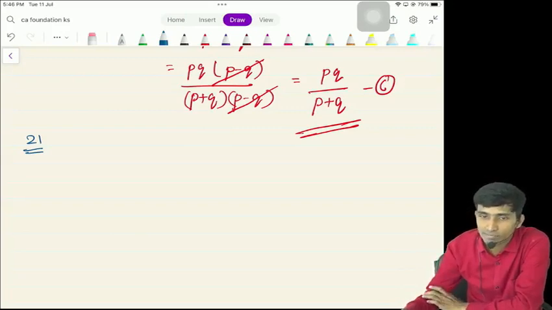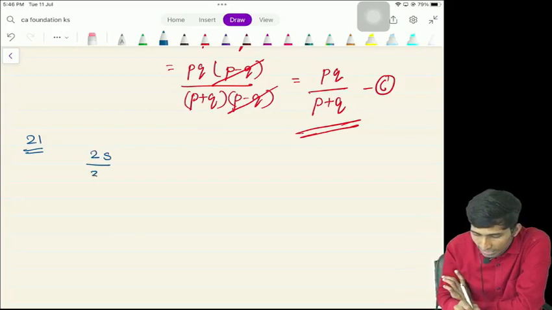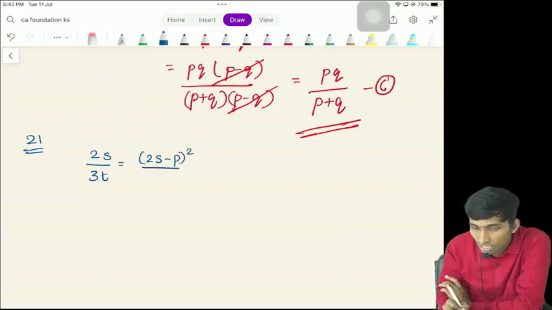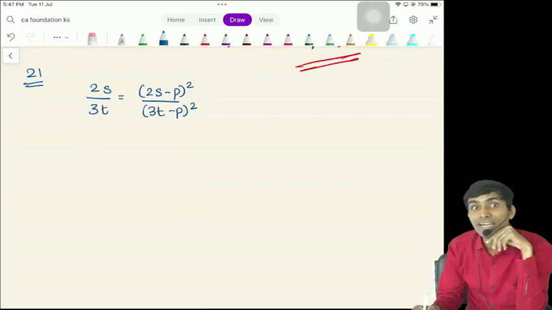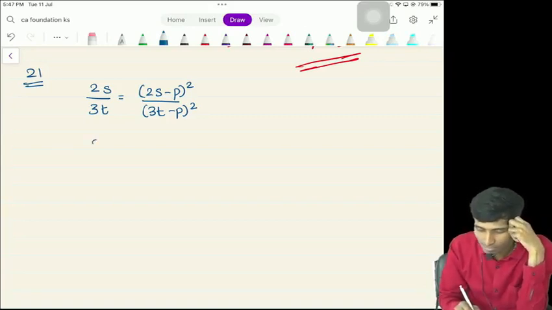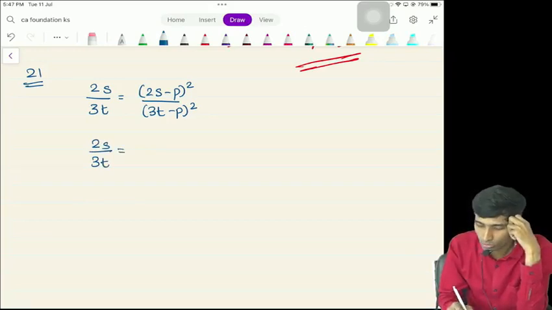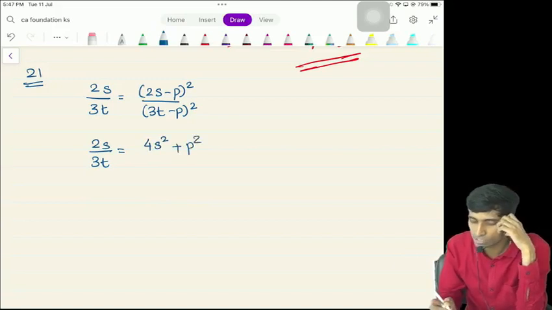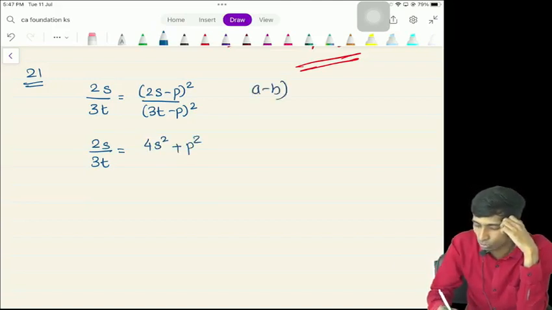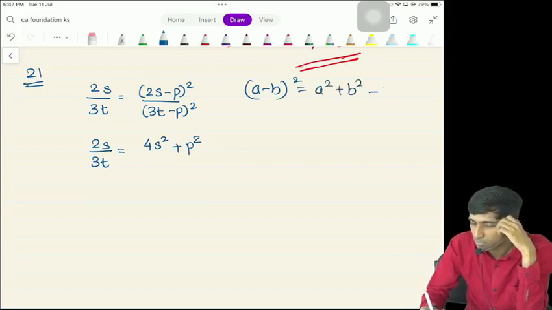2s is to 3t is a duplicate ratio of p. Duplicate means square: (2s minus p) the whole square upon (3t minus p) the whole square. You will not take the square root. Formula: (a minus b) the whole square is a square minus 2ab plus b square.